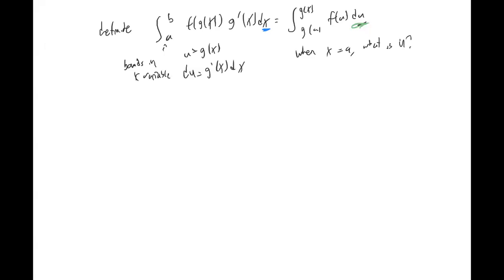Well, you just plug it in. When x is a, u is g of a. When x is b, u is g of b. Sorry, this is not x, this is b. Everyone clear on this? Make sure you always change bounds and know which variable you're working in, or else you might get the wrong answer. Actually, you probably will get the wrong answer.